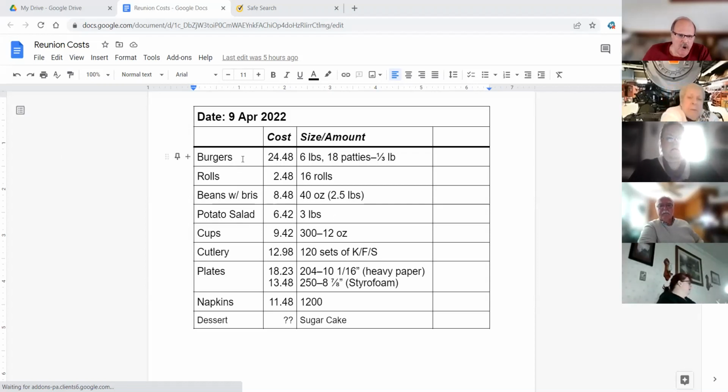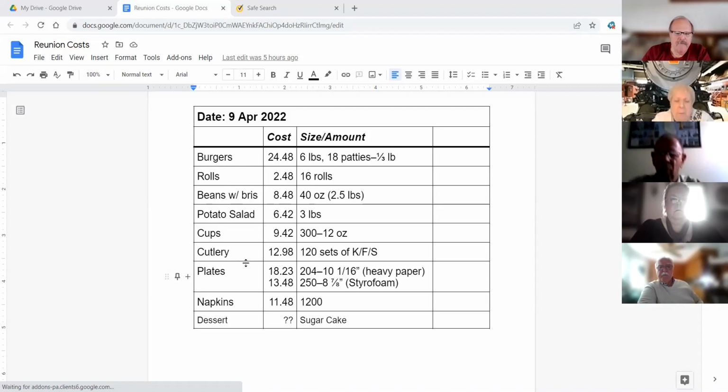As far as if we want to go with burgers, right now they're costing, as you can see, the price there. That's for 6 pounds or 18 patties. And there's the price of the rolls. And there's baked beans with brisket, and that's 40 ounces. And potato salad, cups, cutlery. That's a knife, fork, and spoon setup, 120 sets.